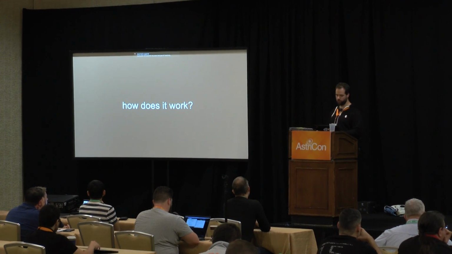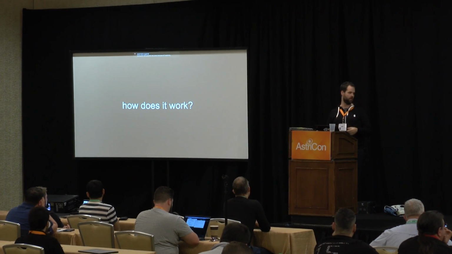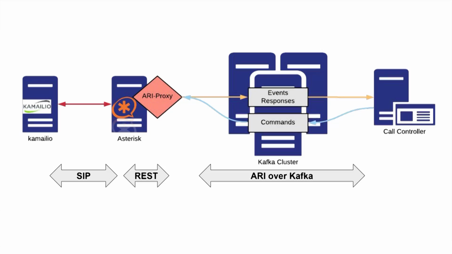So how does it work? This topic lasts a little longer than the other one. In essence, we have this Kamailio sending SIP to an Asterisk. This is nothing new. Then we have the Asterisk, where we have an ARI proxy connected to the Stasis app. So it gets events from the WebSocket and sends commands to the REST interface. And everything behind the Asterisk is pretty new for us, at least.